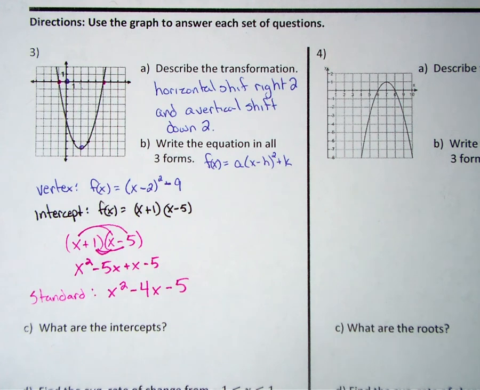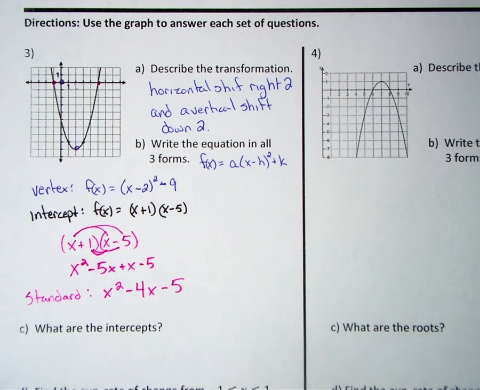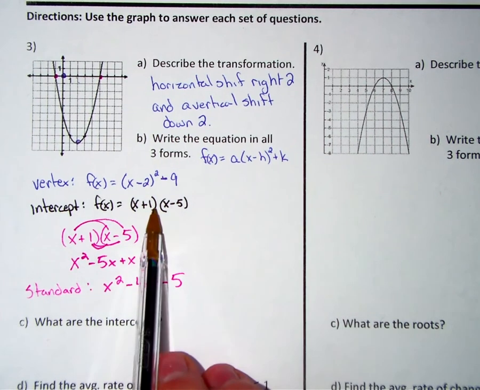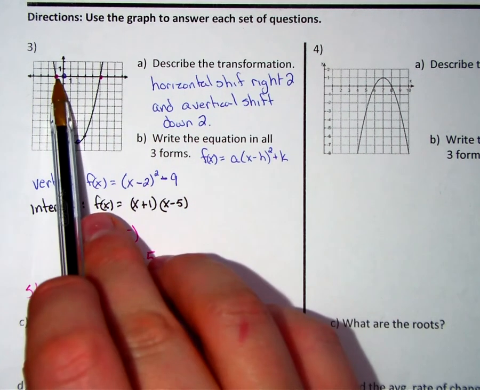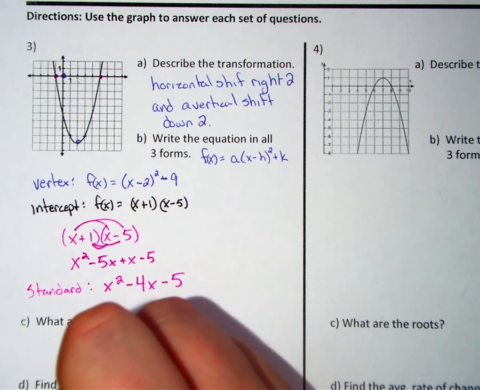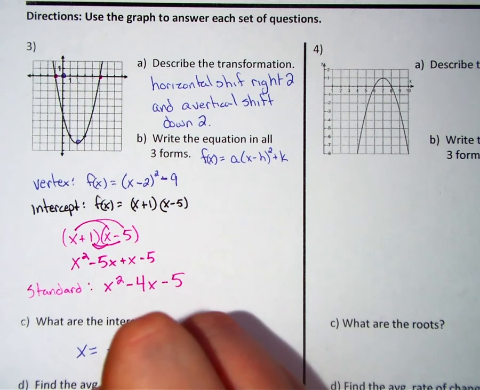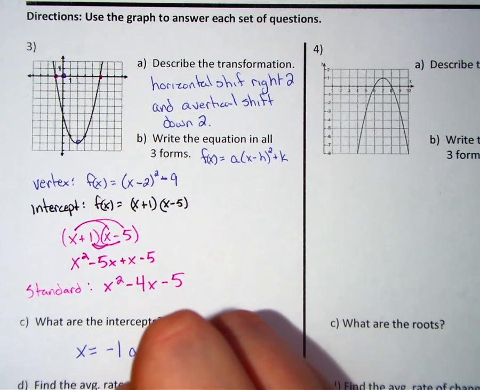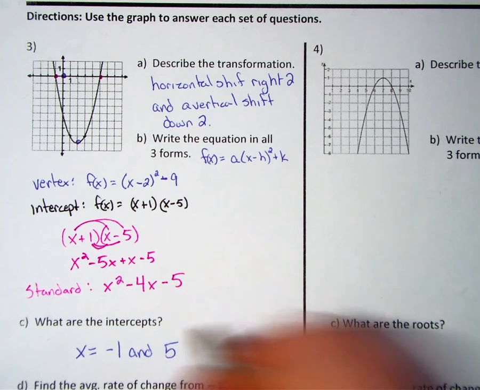All right, next question. What are the intercepts? Again, we've already identified the intercepts in our intercept form. We've already identified the intercepts on our graph. So the intercepts, x is equal to negative 1 and positive 5.